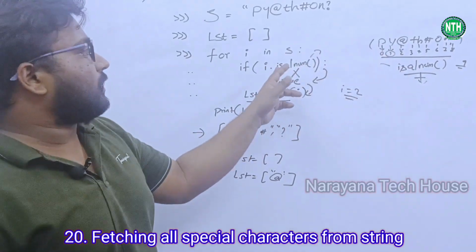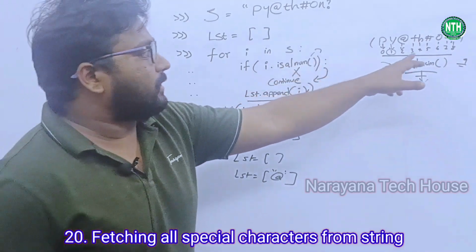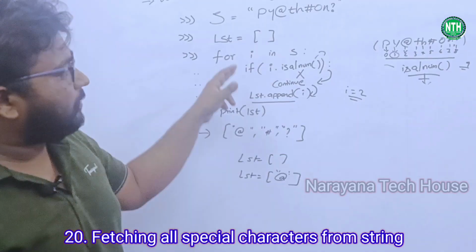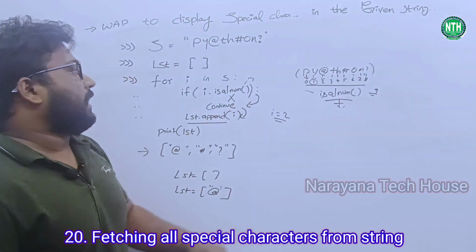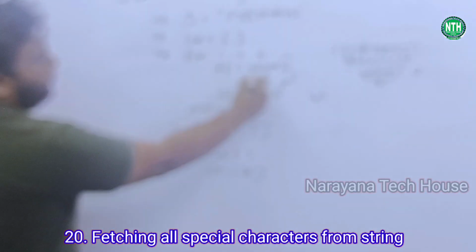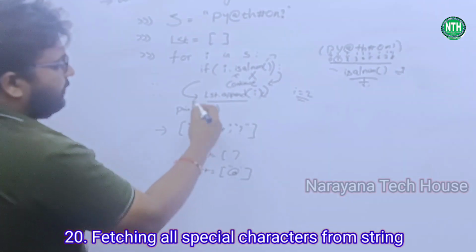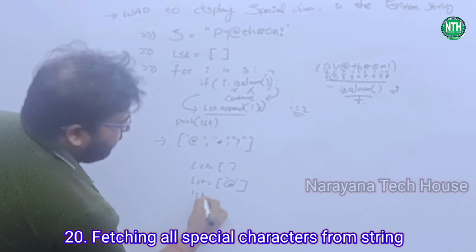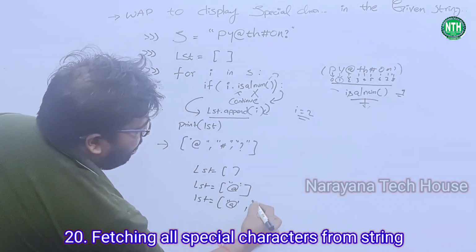Then again it will go for t. t is an alphabet, so again continue. Next h is also an alphabet, so again it will continue. Then it is going for i is equal to 5, which is hash. Hash is not alphanumeric, so again the condition has failed. It will go for the next appending. Since @ is already there, it will now append the hash.